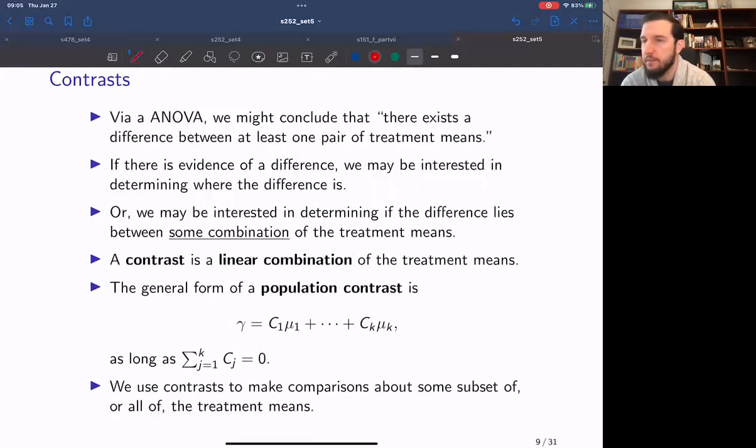A contrast, very simply, is a comparison of population means where each population mean can contribute a different amount of information to the contrast or to the comparison. So this tends to be a trickier unit for students to wrap their heads around.